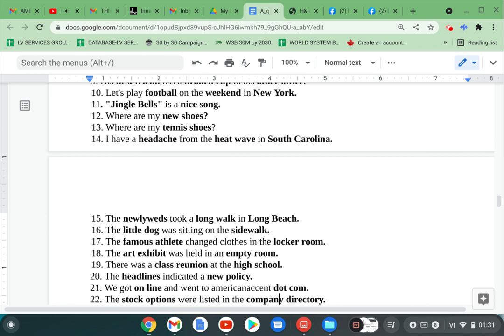16. The little dog was sitting on the sidewalk. 17. The famous athlete changed clothes in the locker room. 18. The art exhibit was held in an empty room. 19. There was a class reunion at the high school. 20. The headlines indicated a new policy.